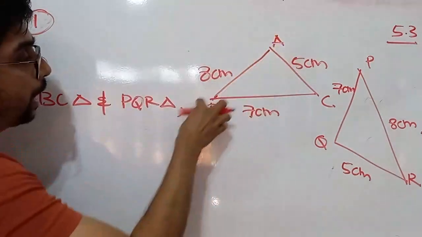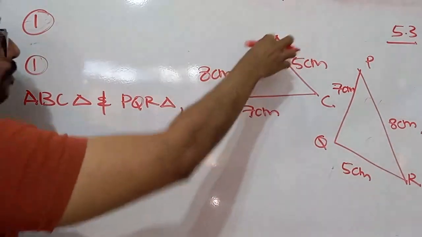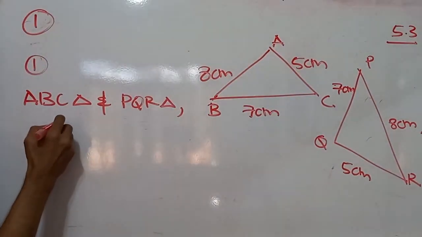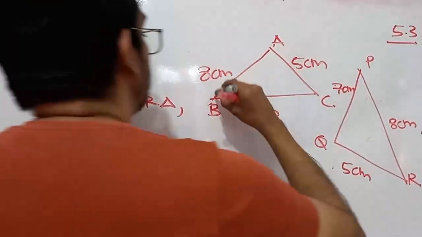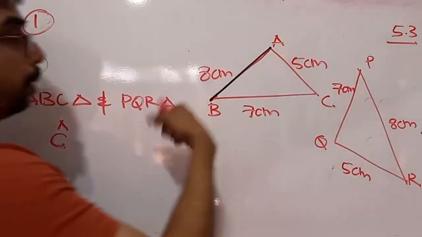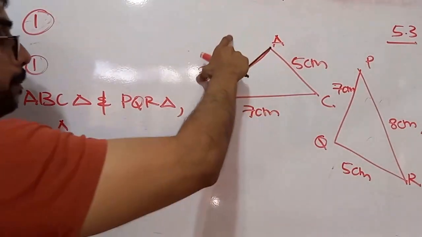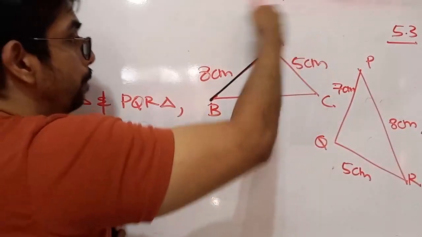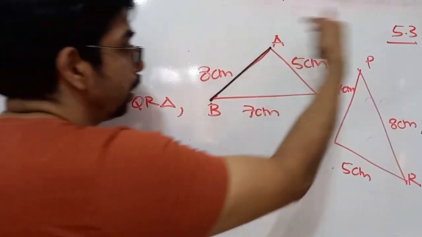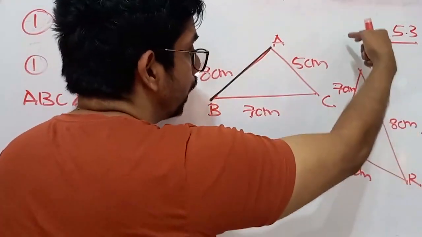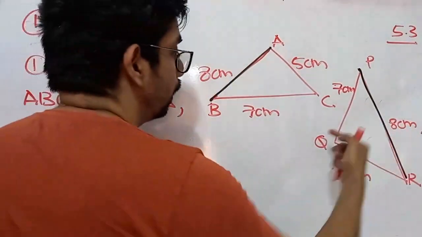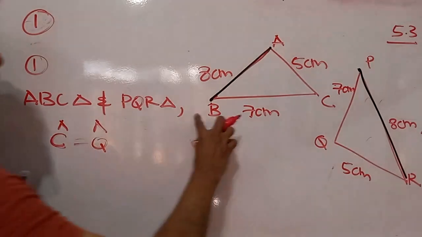Right. Let's take the AB side of ABC triangle. If we take the AB side, what is the opposite angle? C. Opposite angle is what? C. So PQR triangle, we know AB is equal to PR. So in ABC triangle we took what? What is the opposite angle to AB side? PQR, what is the opposite angle of PR side? Q. Right. Then we will take BC.